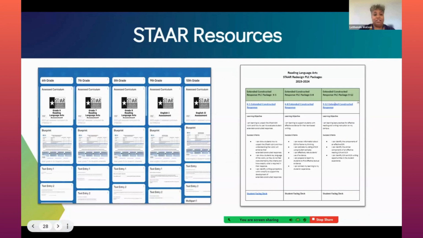So for STAR resources, we have this extensive Padlet that is linked on the slide that has all things STAR, everything that is related to the STAR redesign. And then we also have PLC packages that are about how to approach the extended constructive response. Both of these images are linked directly to the documents. So if you want to take a look, please feel free to do so.